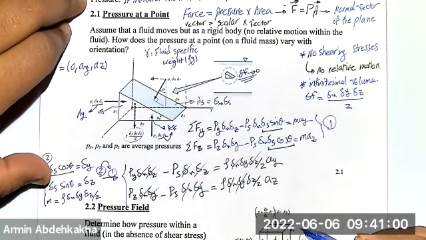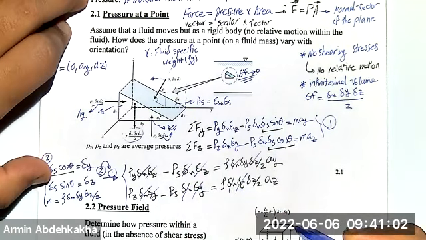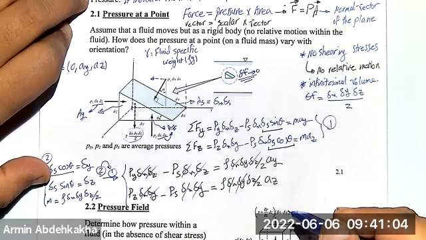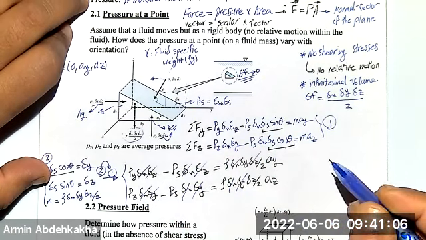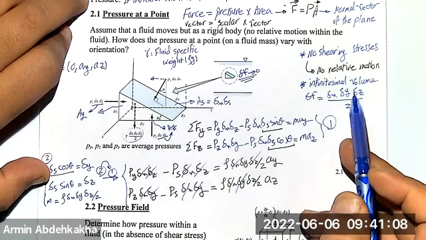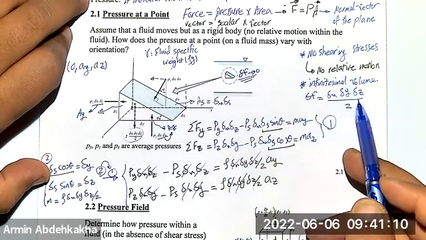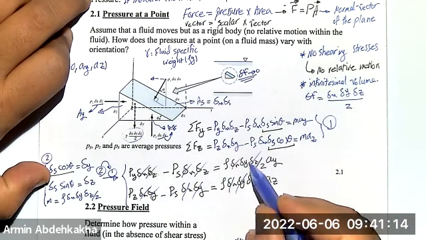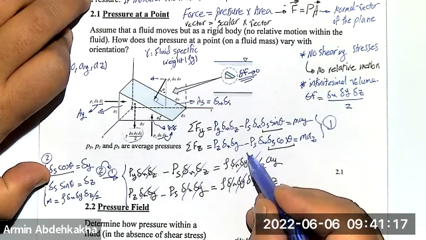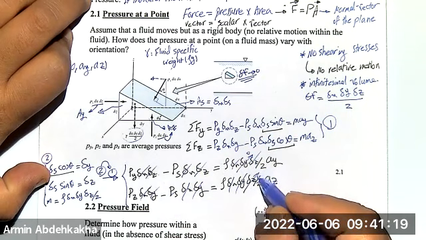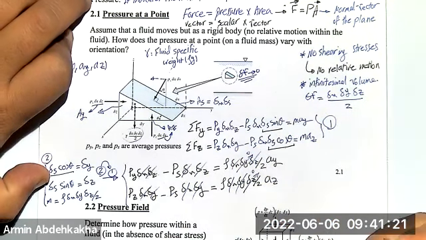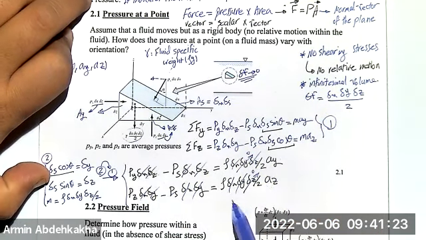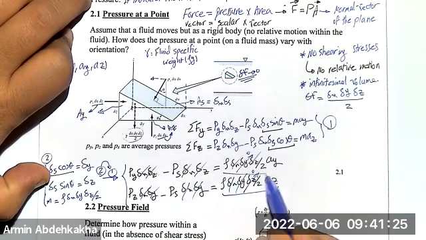But based on our assumption, delta v goes to 0, right? If delta v goes to 0, it means that delta x, delta y, and delta z each goes to 0. So delta y goes to 0, here delta z also goes to 0, right? Means that these two terms are going to 0.